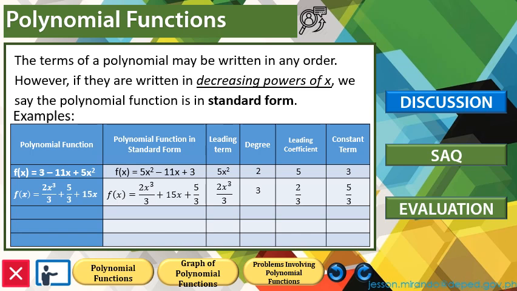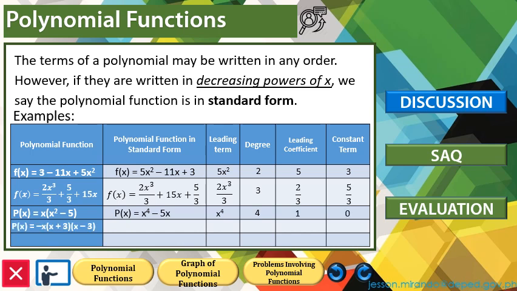Next, p of x equals x times the quantity of x squared minus 5. To get the standard form of the polynomial function, just multiply the monomial x to the binomial x squared minus 5. The answer is p of x equals x raised to 4 minus 5x. The leading term is x raised to 4. The degree is 4. The leading coefficient is 1. The constant term is 0.